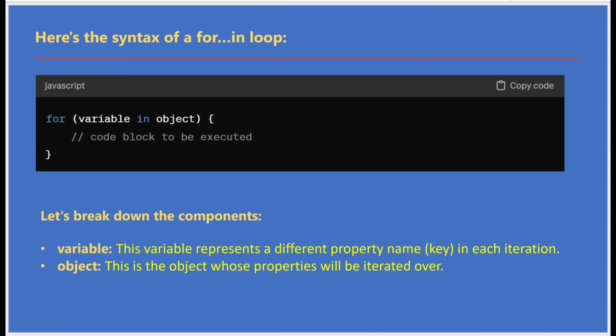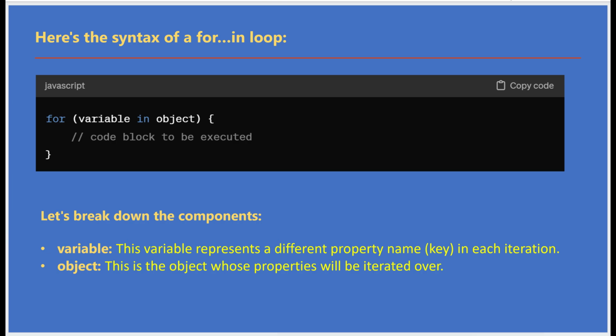Here's how the syntax looks. For variable in object. Don't get lost in the syntax. The variable is a placeholder that represents a different property name or key in each iteration. The object, on the other hand, is the object you're iterating over.